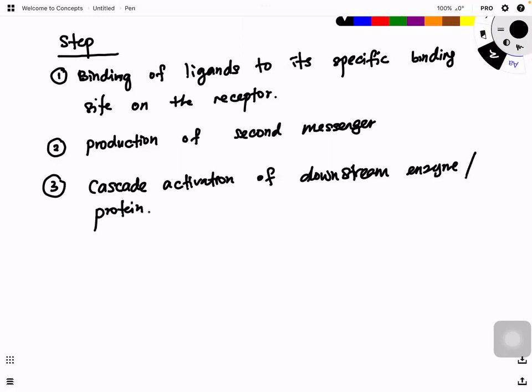These are the three general steps involved in signal transduction. First, the ligand has to bind to the specific binding site on the receptor. This receptor depends on the ligand, because if it is a water-soluble ligand, the receptor will be on the cell surface membrane. No point putting the receptor inside the cell, because our ligands won't be able to enter. But if the ligand is a lipid-soluble ligand, then no problem, the receptor can be inside the cell.